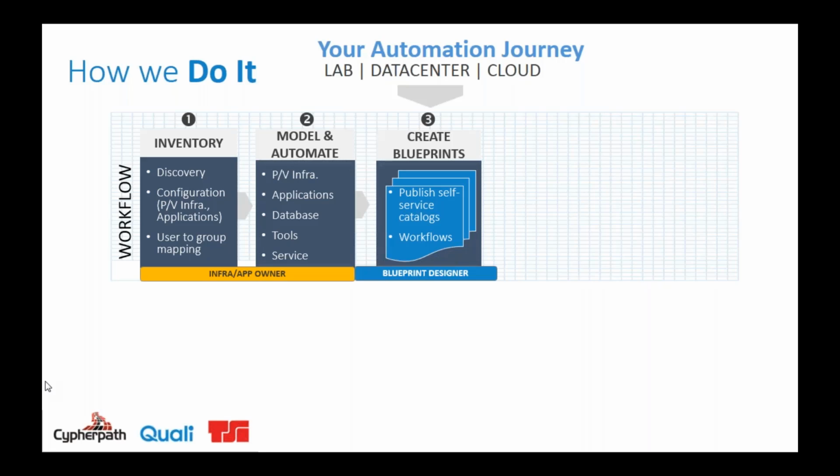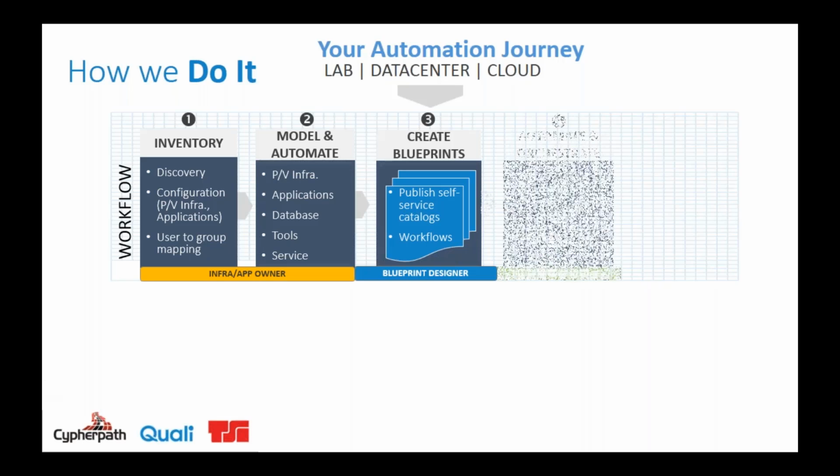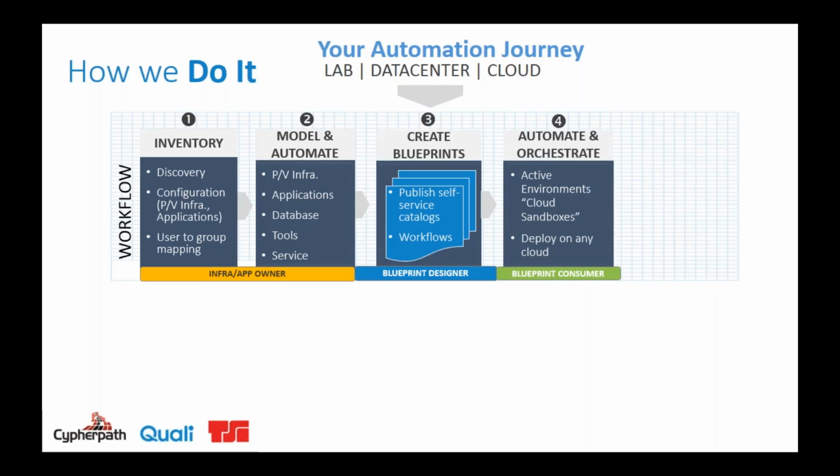Once the blueprint has been created, it can be published to a self-service catalog that is accessible for the end users. An end user can now pick a blueprint and deploy the latest version of the application under test to a sandbox using the cloud of their choice. The system includes out-of-the-box networking for layer 1 through layer 3, and once a sandbox is deployed, it becomes an active environment.